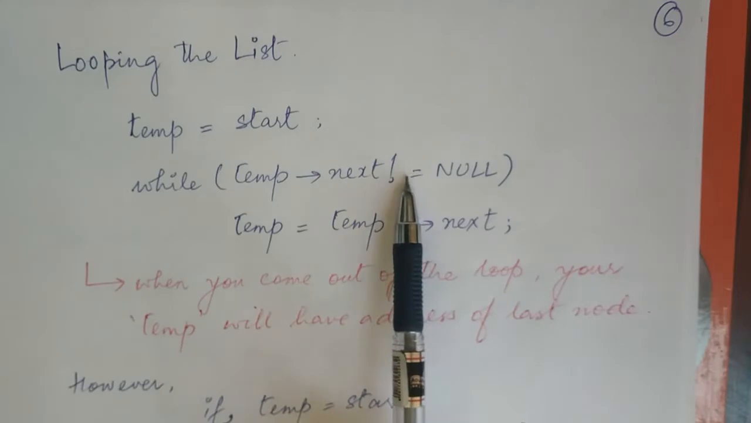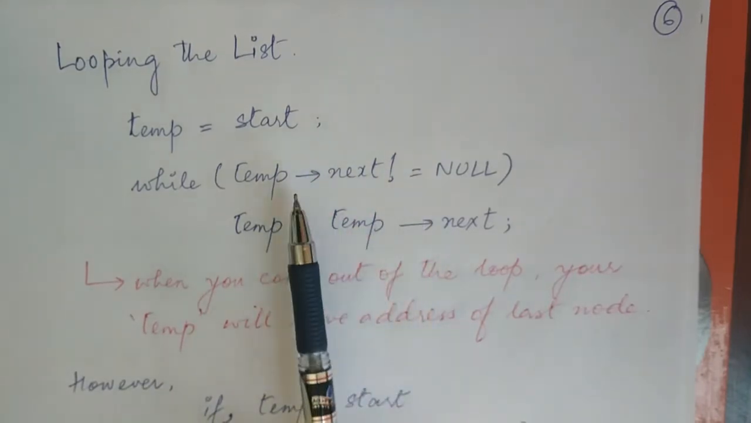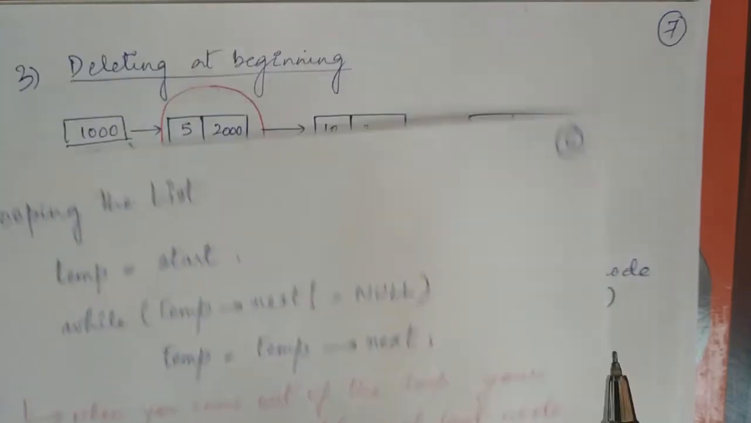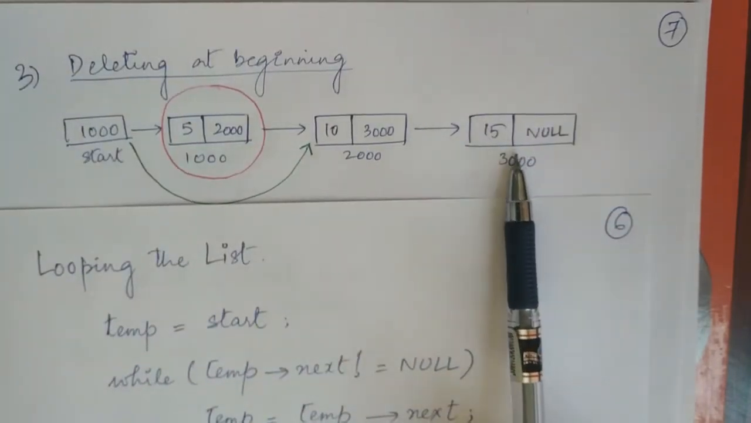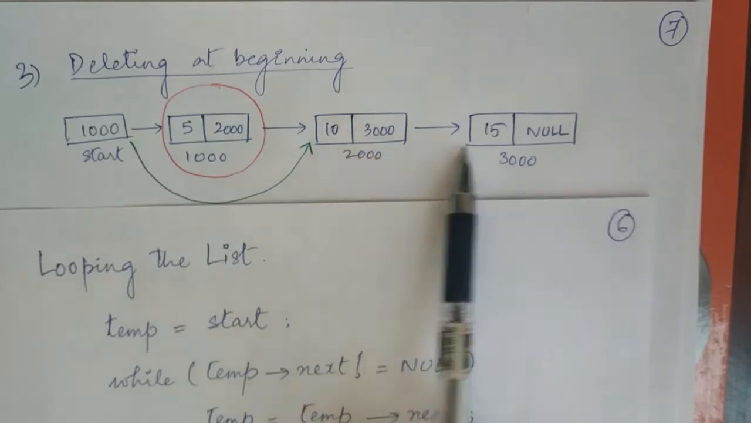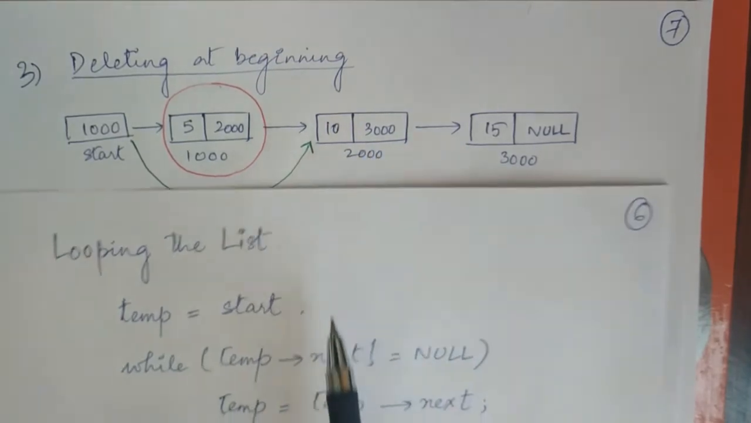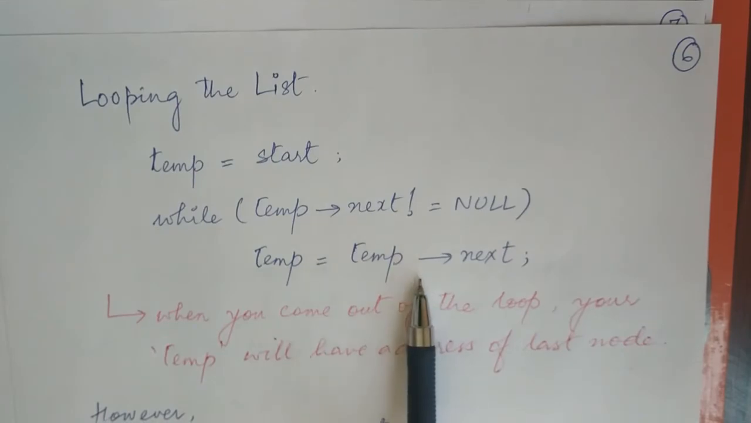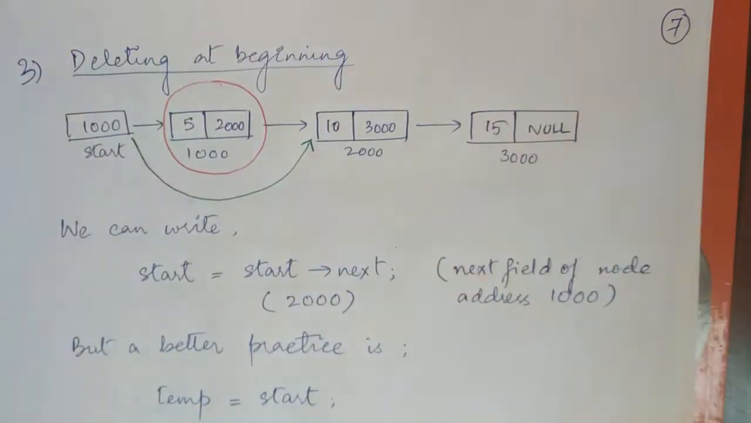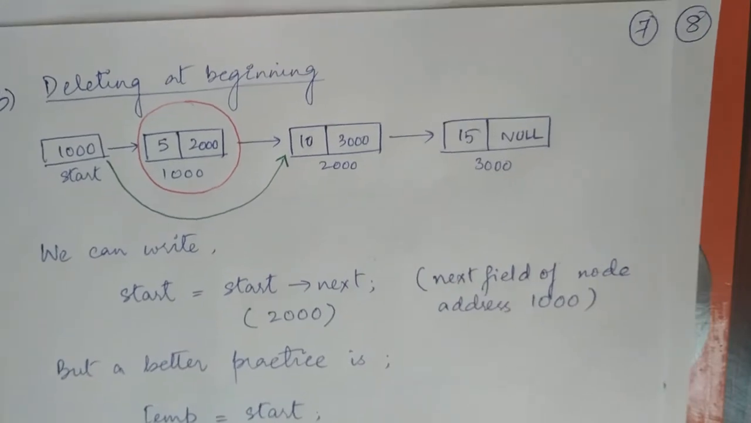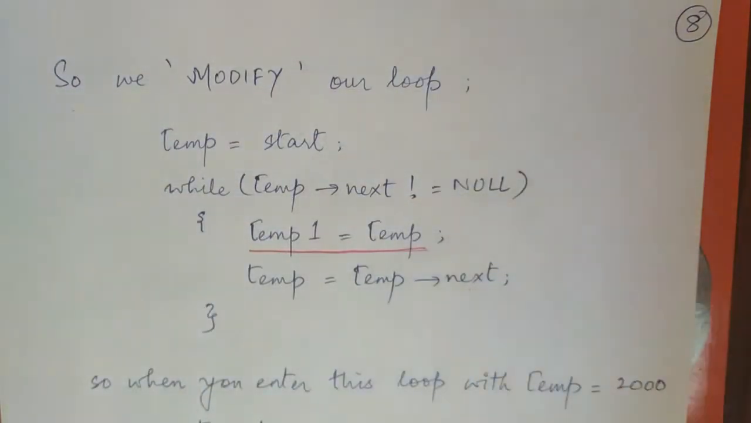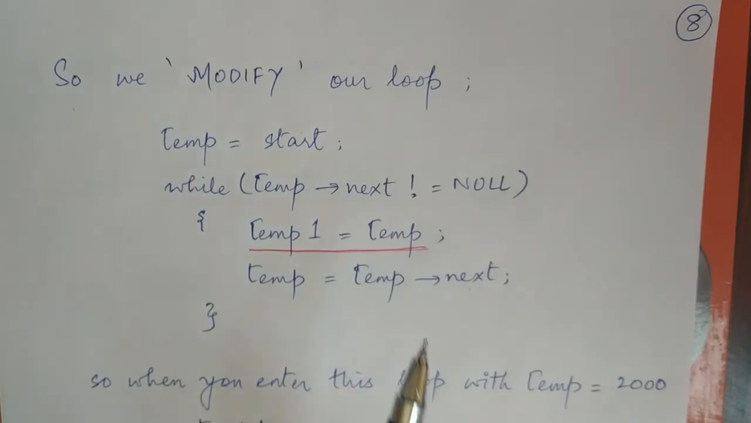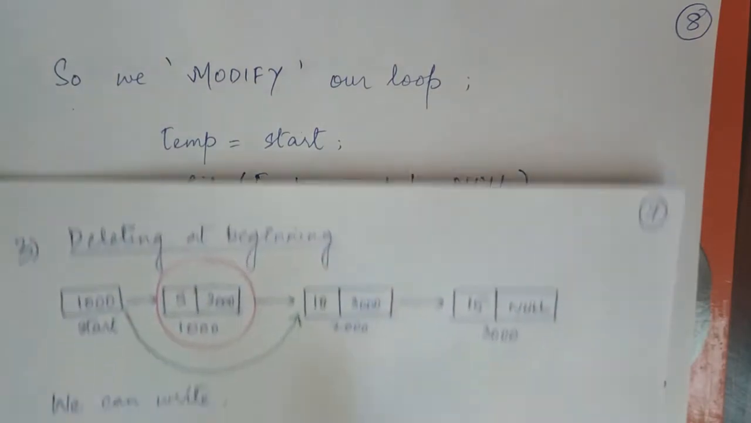This was the loop that takes us to the last node. So if we write this loop, we will be at this node. But to delete at the end, we have to be one node before the node that we have to delete. So this loop will work, but we'll have to modify it a little bit. So how do we modify? This is the modified loop that we use for traversal. This helps us to have the value 3000 as well as the value 2000.